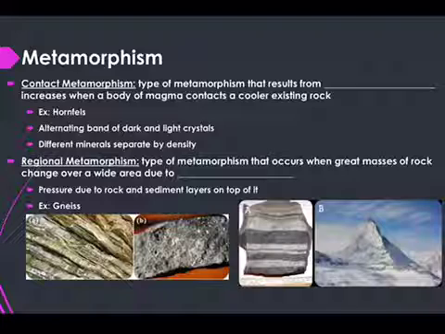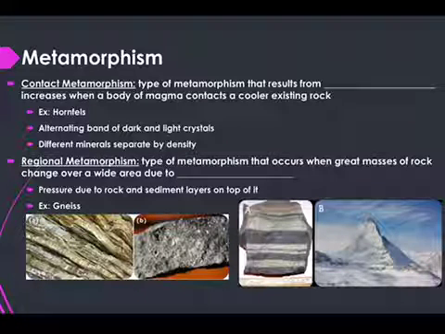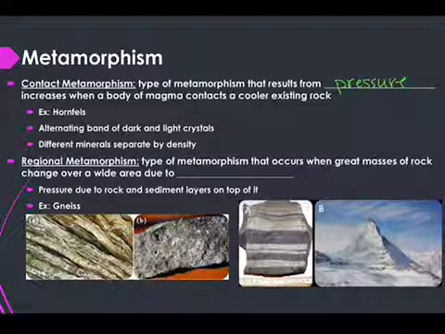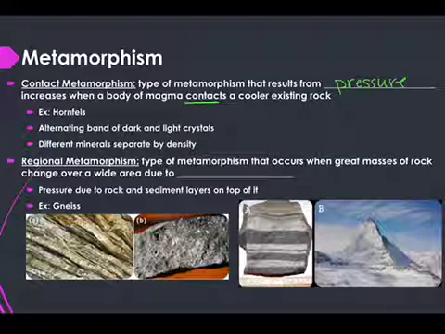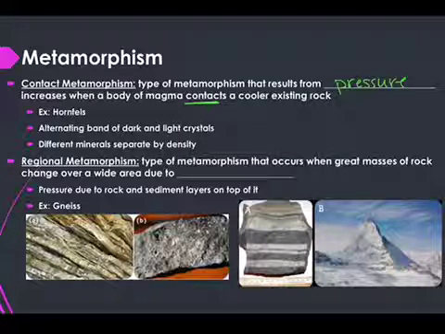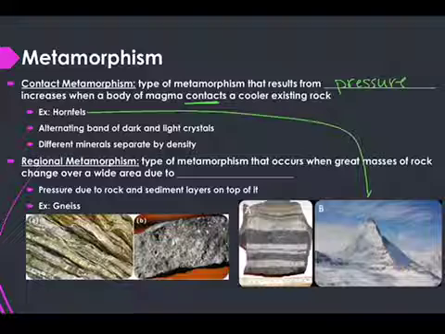So there are two types of metamorphism. We have contact metamorphism and regional metamorphism. And contact metamorphism is exactly what it sounds like. This is a metamorphism that results from a pressure increase when a body of magma is actually in contact with a cooler existing rock. And so an example here is the hornfels, which is right here.